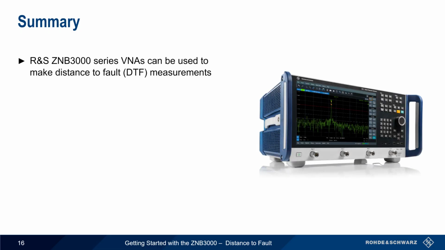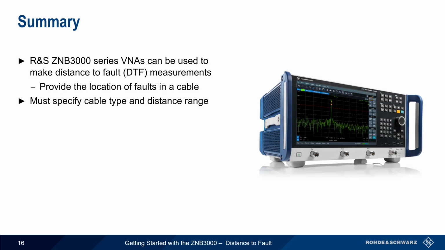Let's end with a brief summary. Rohde & Schwarz ZNB3000 series vector network analyzers can be used to make distance to fault measurements, which provide information about faults or reflection points on an attached cable. In order to perform a distance to fault measurement, the user must specify a cable type as well as the start and stop distances. In addition, the frequency range for the measurement must be given.